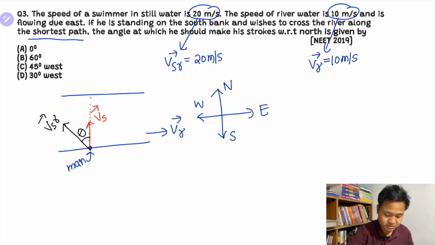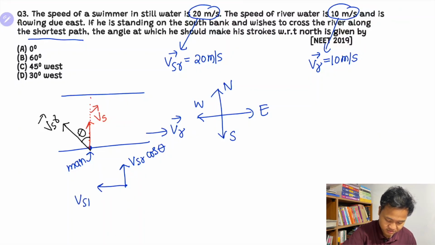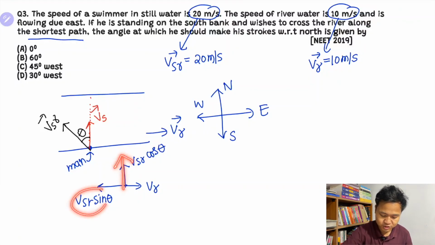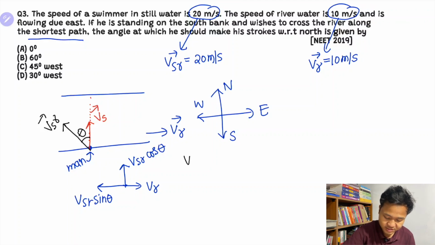Same thing, you just split the VSR. If you split the VSR, along this side I have VSR cos theta, and along this side I have VSR sine theta. Along this side I have VR, the river's velocity. These two have to get cancelled out, so they have to be equal. Therefore VSR sine theta should be equal to VR.